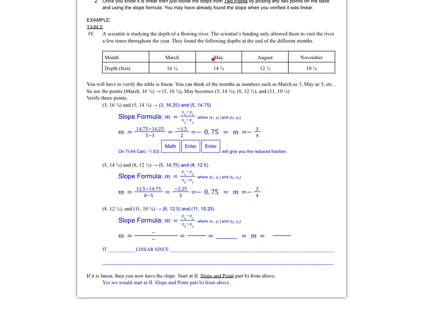We do the same thing between May and August. August is the 8th month, and 12.5 is 12.5. Again, taking the 12.5 minus the 14.75 over the 8 minus 5. This time we get negative 2.25 over 3. Again, reduce that fraction. Turns out to be a negative 3 over 4.